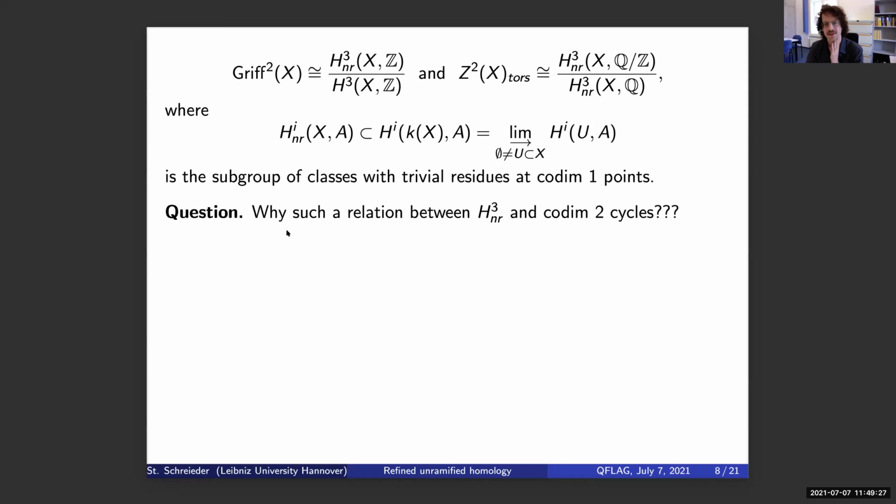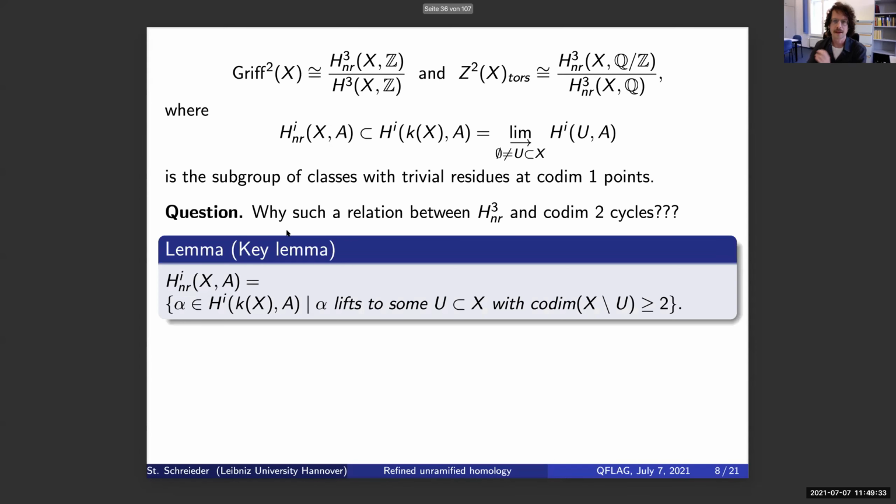So why is there such a relation between H3 and codimension 2 cycles? I claim that one can give a heuristic argument why there is such a relation. And in fact, one can give a simple proof of this relation. And the key lemma is something simple. So instead of the definition that I gave you of unramified cohomology, one can prove the following simple lemma, which gives an alternative description of unramified cohomology. It just says that the unramified cohomology is the subgroup of the cohomology of the function field of all classes that lift to an open subset which has no divisors in the complement.